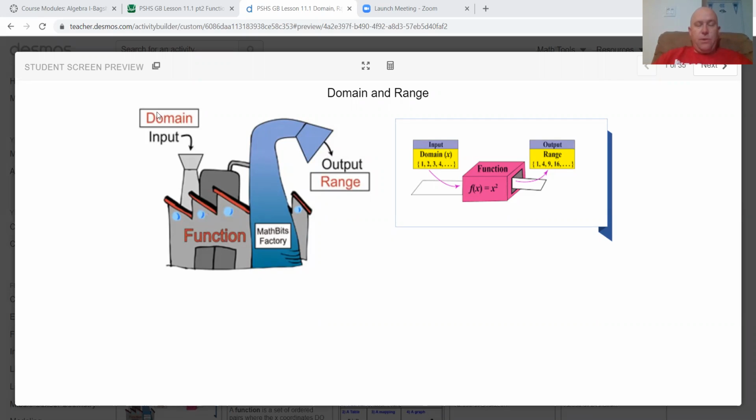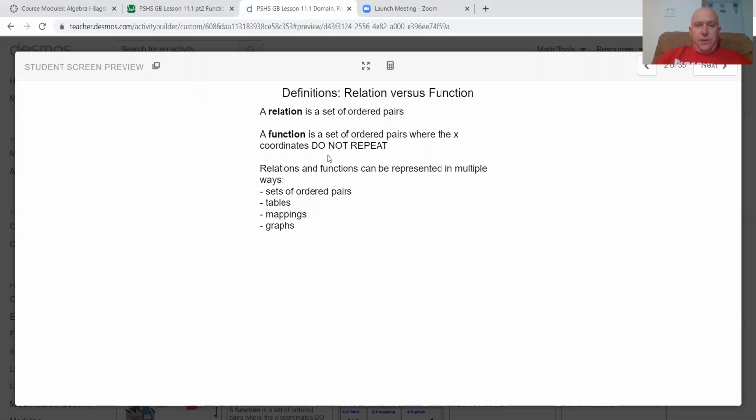school before, where really what the correct words are domain and range. We put some numbers into a rule, we get some other numbers out. Starting number is your domain, finishing number is your range. So what's the difference between the two? Well, a relation is a set of ordered pairs, or you could say coordinates. And a function is also a set of ordered pairs, but importantly, the x values do not repeat.